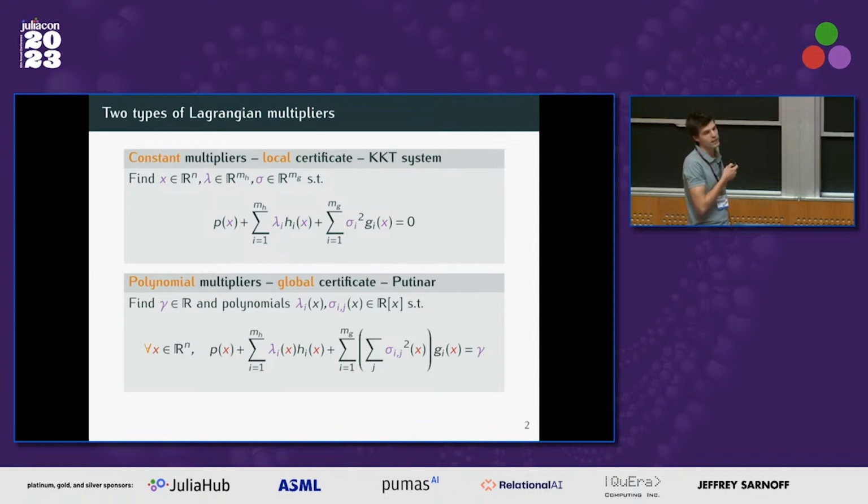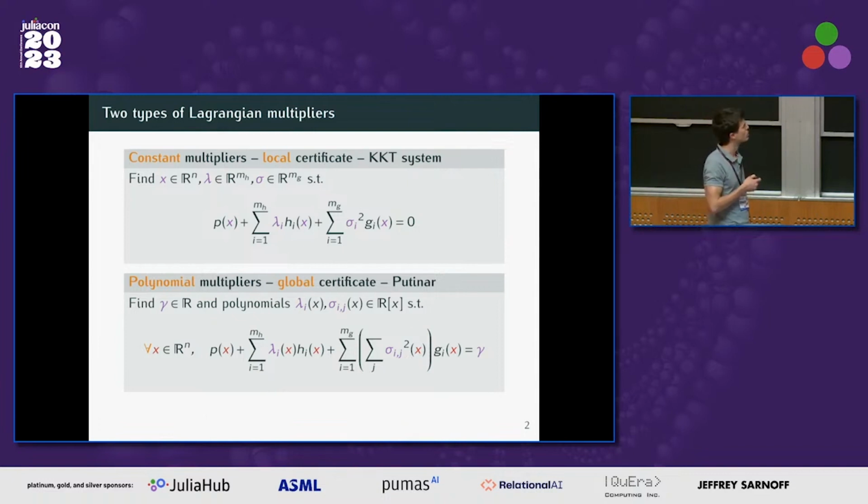Another approach is to not try to find x anymore. Basically, x is going to be a symbolic variable, but instead you want to find lambda and sigma, which are now going to be polynomials, not just numbers. And you're trying to find a lower bound gamma at the same time. What you want is that this equality holds for all x. So this is a symbolic polynomial expression, and this polynomial should be equal to this constant gamma.